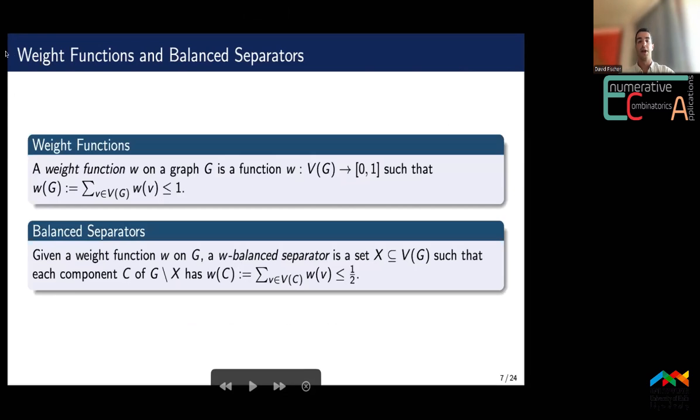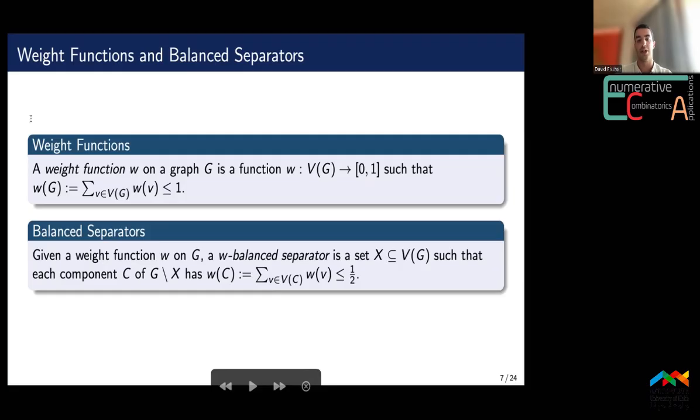And now we're going to get into a bit of the tools we use for this proof before actually getting into the main proof. So one of the main techniques we use in this proof is related to weight functions and balance separators. So let's quickly define that.